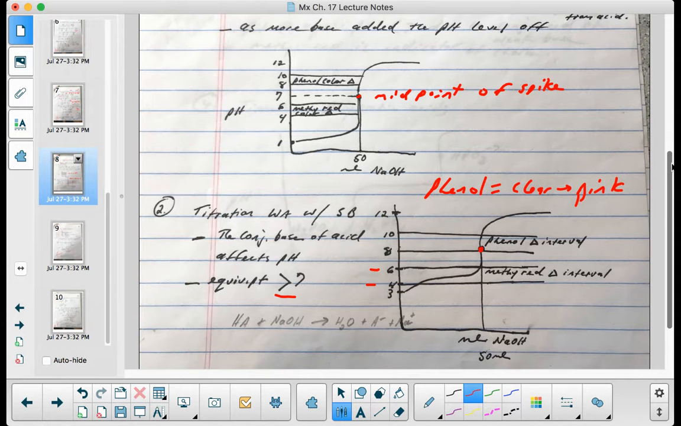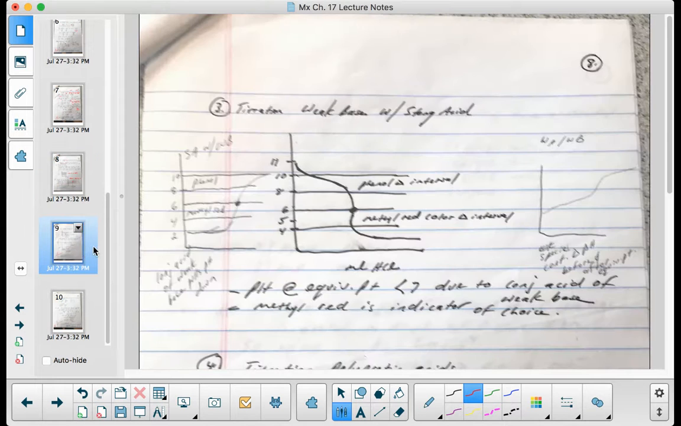Okay, and this would all be done systematically as you're slowly, regularly adding your NaOH. You have a pH meter that measures the changing pH every second or 2 seconds. That's a nice lab. You're going to do a lab like that. Well, you're going to do the lab virtually.